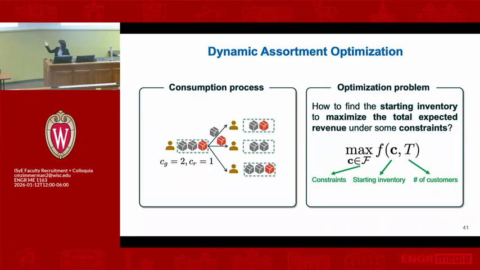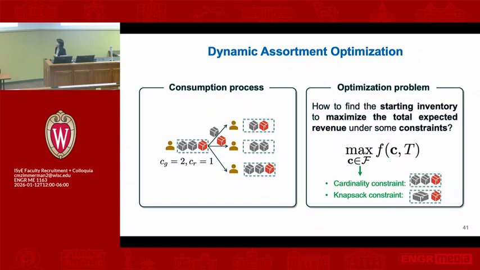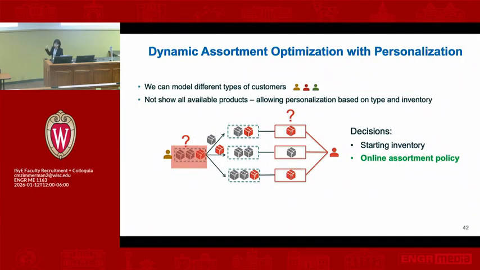Here, I also want to bring up the optimization problem. We are interested in finding the starting inventory to maximize the total expected revenue under some constraints. Here, C is the starting inventory vector, and T is the number of products. F(C, T) is the total expected revenue. More specifically, we consider 2 different constraints: cardinality constraint and knapsack constraint. Due to time, I will skip this part.